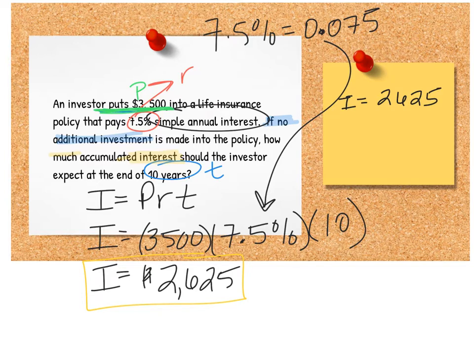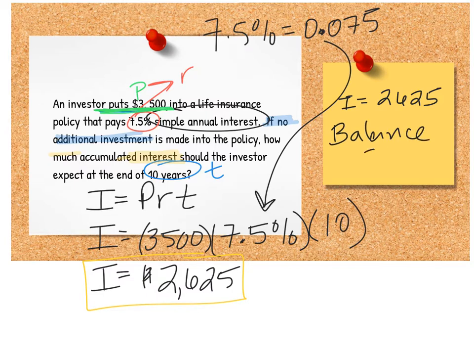Now, while we're here, what if I want to know what my balance is? So if I earn $2,625, how much money do I have in my account now? Do I have 2,625? Well, no, because I still have that 3,500 I put in there. That doesn't go away, right?